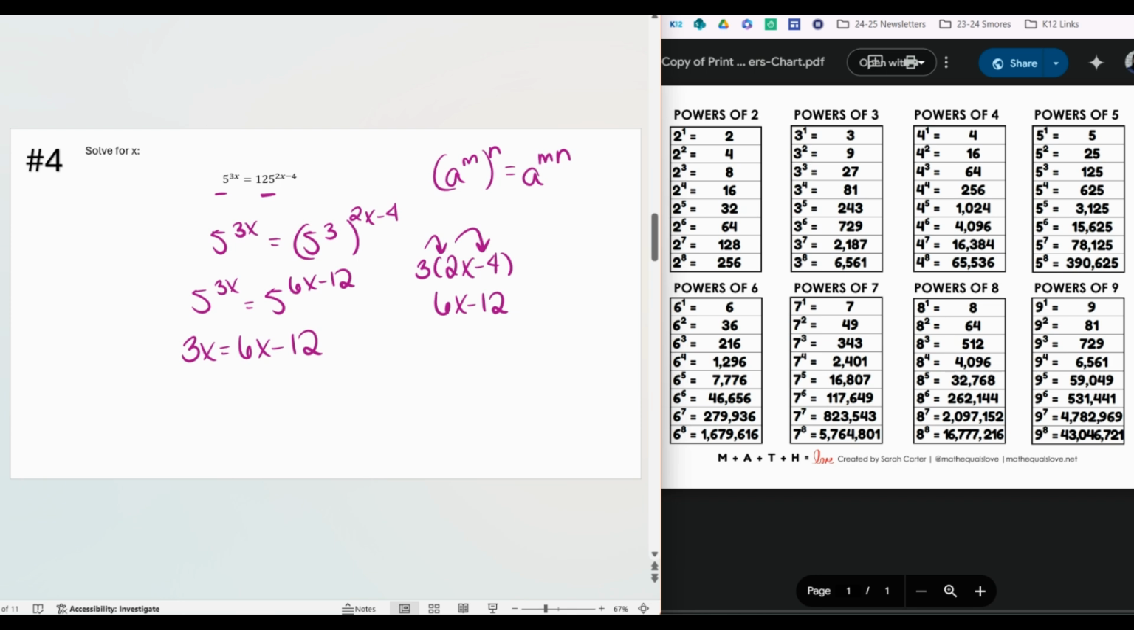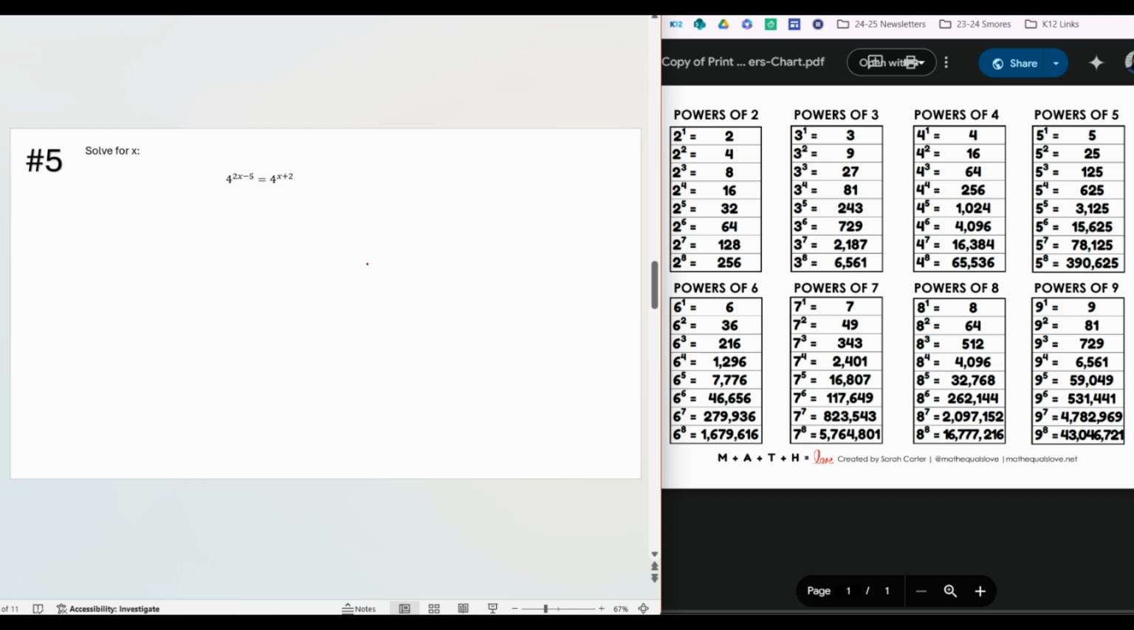So we can do that by gathering all our variables on one side. So we're going to subtract 6x from both sides, which gives us negative 3x equals negative 12. We're going to go ahead and divide by negative 3, which gives us x equals 4, and that's the solution to this equation.